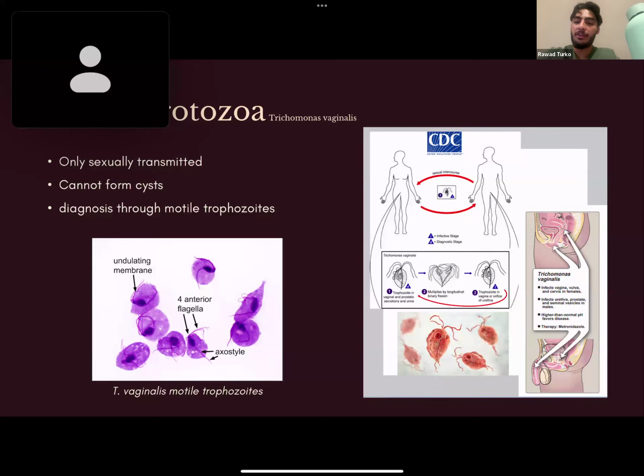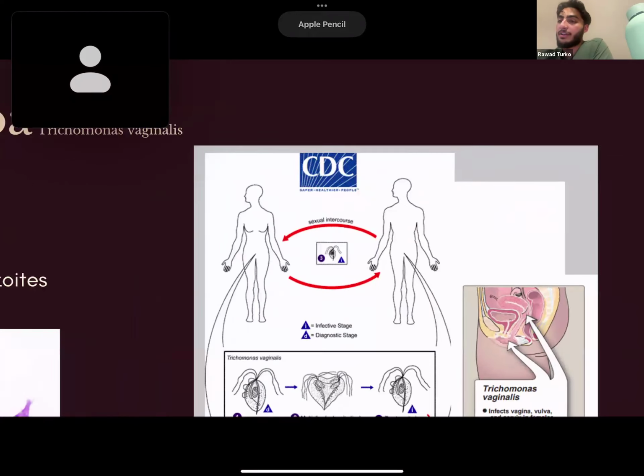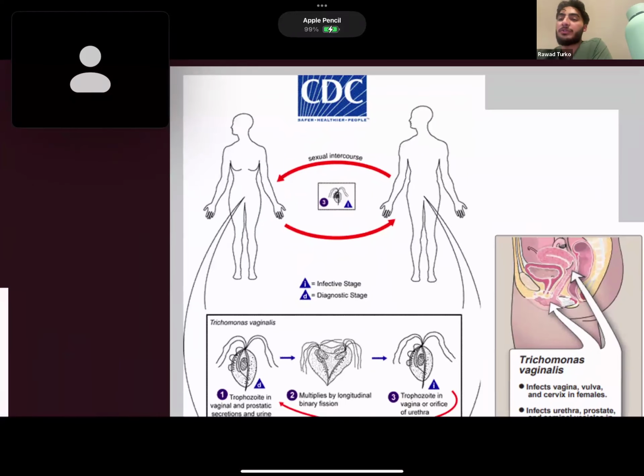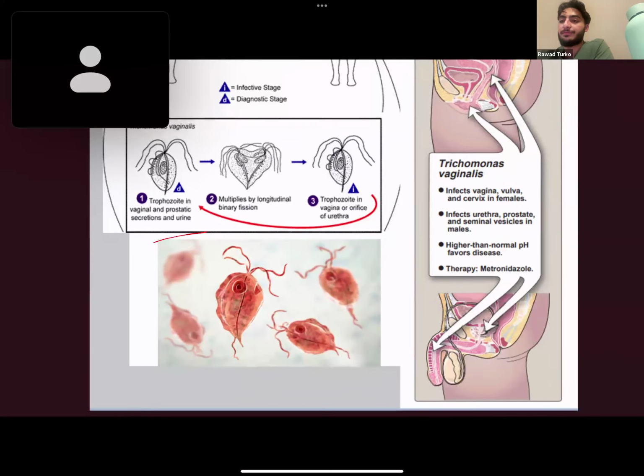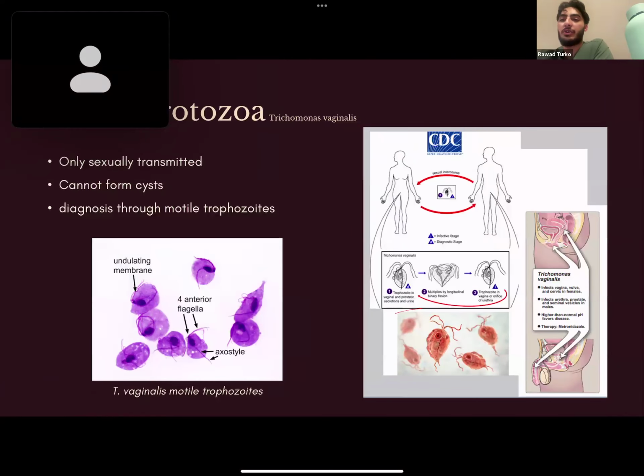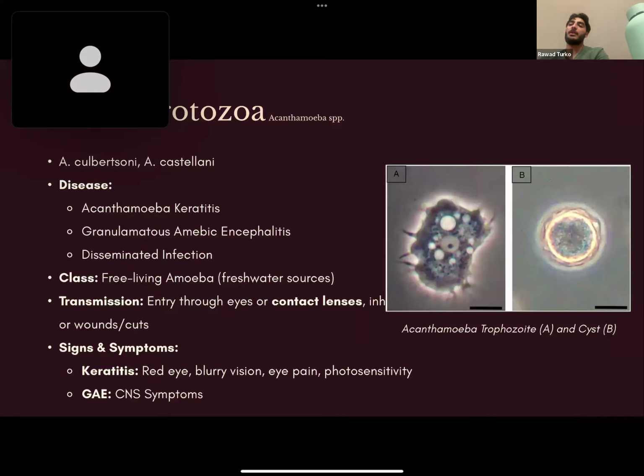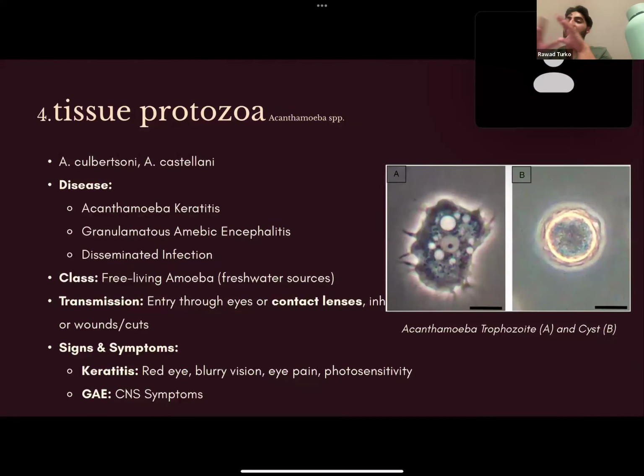Okay, so this is what they look like. Okay, they have 4 anterior flagella, and they're motile trophozoites. They're flagellates again, and the life cycle is only through sexual intercourse. Okay, so the infective and the diagnostic stage are the trophozoites. Okay, it's pretty much the only thing you guys have to know for Trichomonas. Pretty easy. Okay, acanthamoeba. Okay, now we're starting to get into our free-living amoebas.